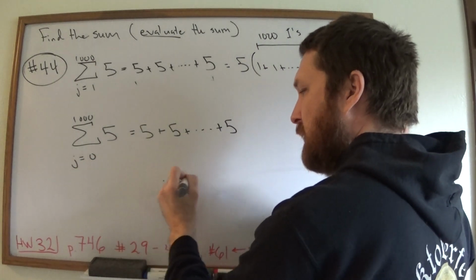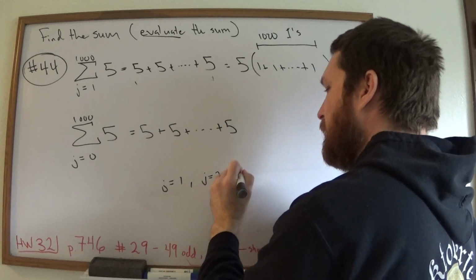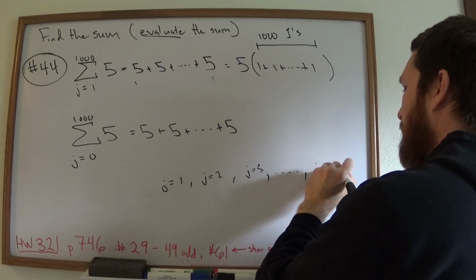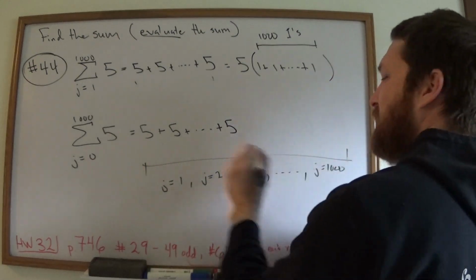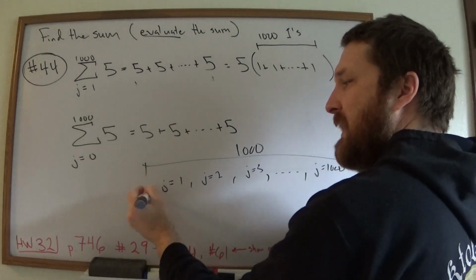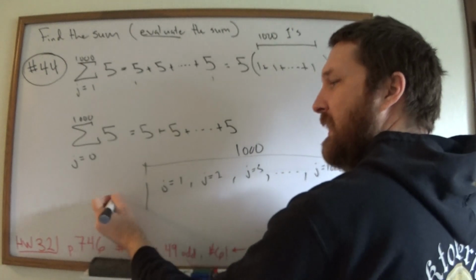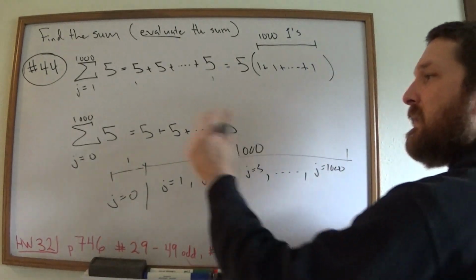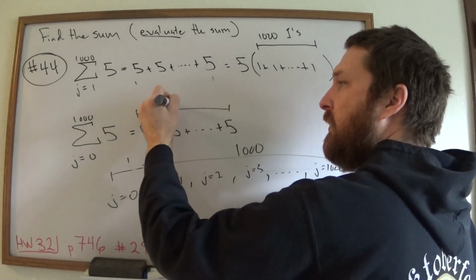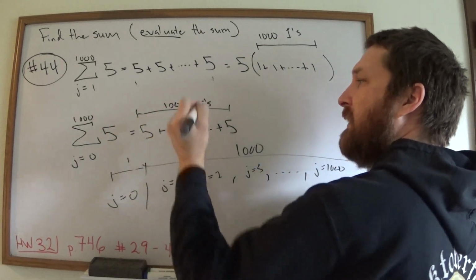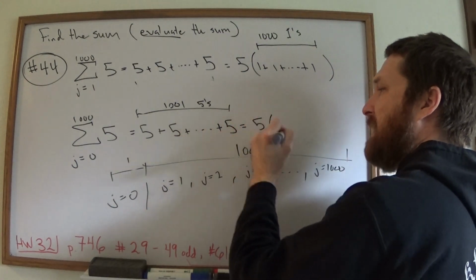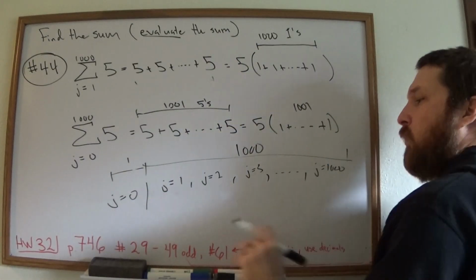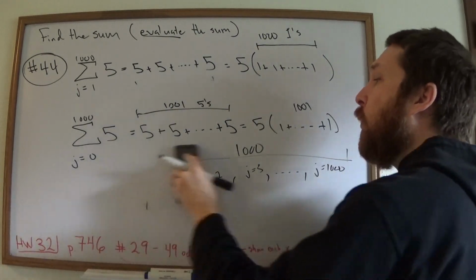So before it was j equals 1, j equals 2, j equals 3, all the way up to j equals 1,000. This is 1,000 of them. Now you're just adding one extra one on. You're adding in when j is equal to 0. And so you have one more. All together, you should have 1,001 fives. Which means that if you factor out the 5, you have 1,001 ones.